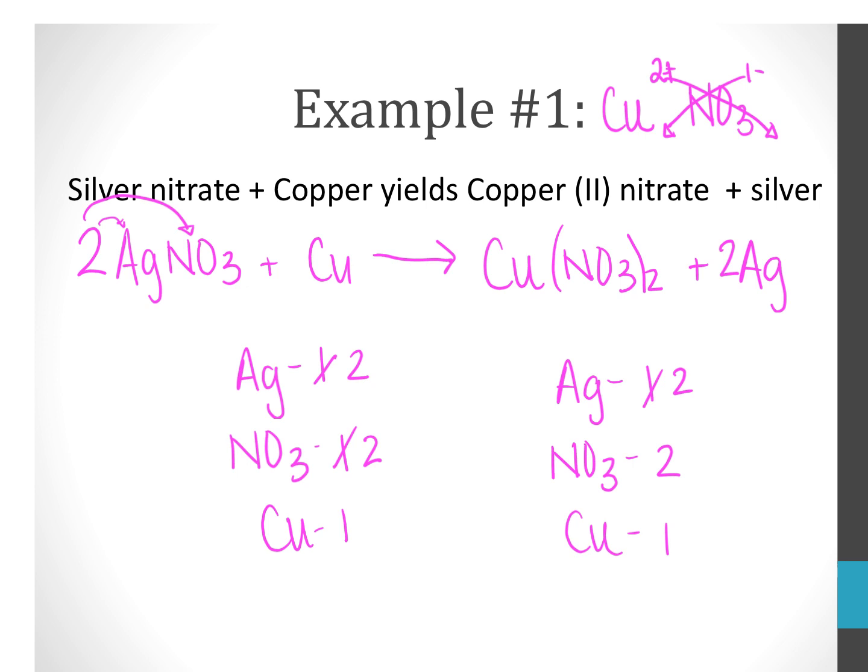If no coefficient is written, a 1 is implied. We don't write the 1s. Can you reduce the coefficients any further? Like between 2, 1, 1, and 2. Can you reduce this any further? Okay, so it means we're good. So that's our full balanced equation.